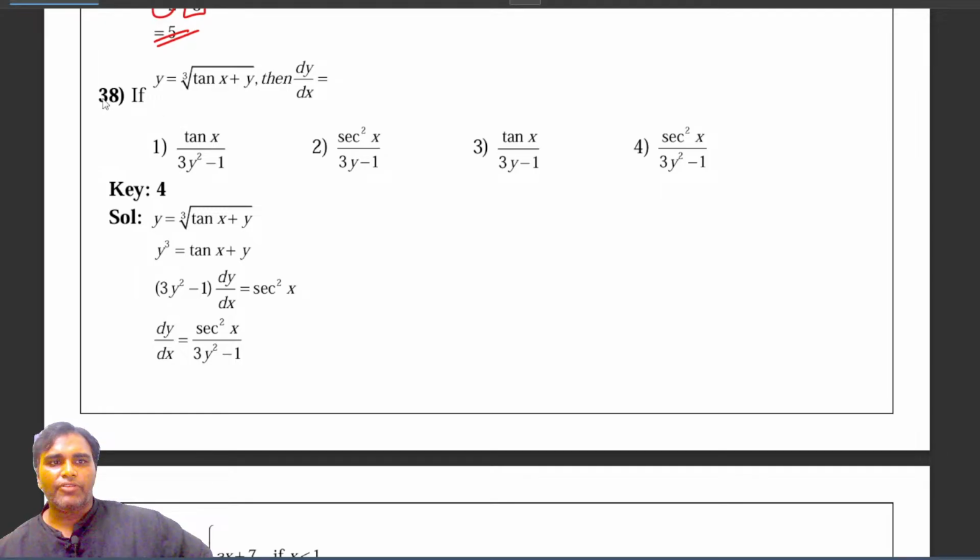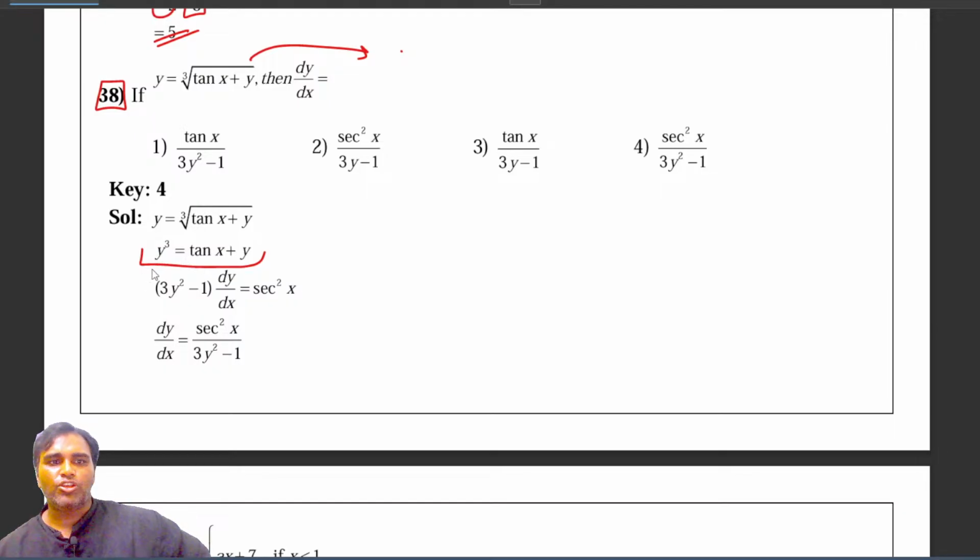Now this again is a very problematic question, because many times students will not do the thing which they have to do. Many times students try to find dy by dx using the cube roots alone, and they make their calculation very tough. Don't do it like this. Cube root is there, so cube on both sides. So if you cube, you will get y cube equals 10x plus y.